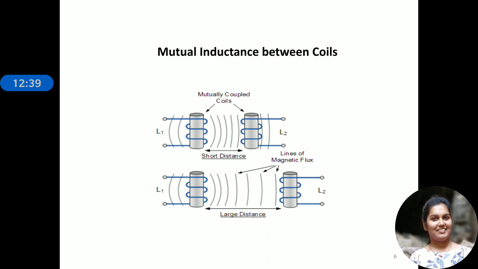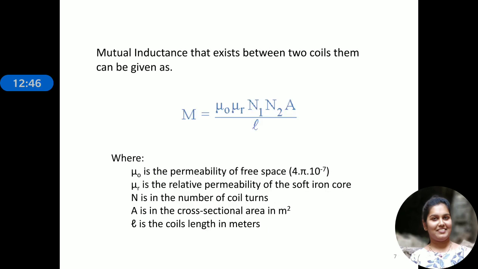So then, by taking a perfect flux linkage between the two coils, the mutual inductance that exists between the two coils, we can simply write it as M, the mutual inductance. M is equal to mu naught mu r N1 N2 A by L.